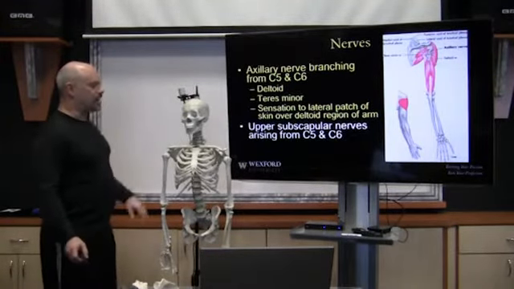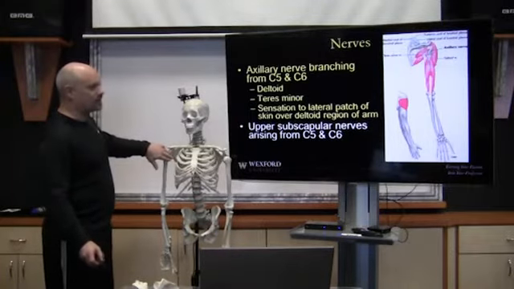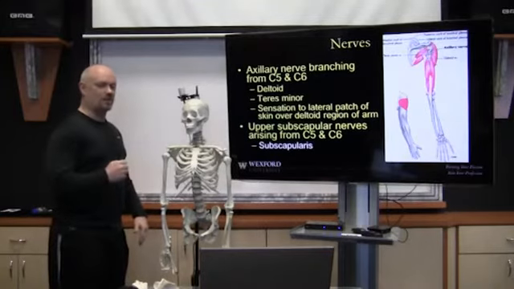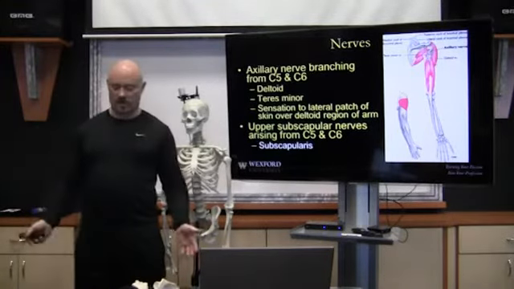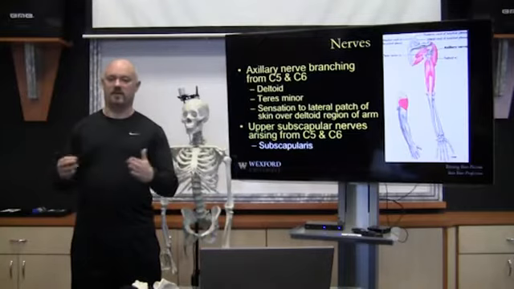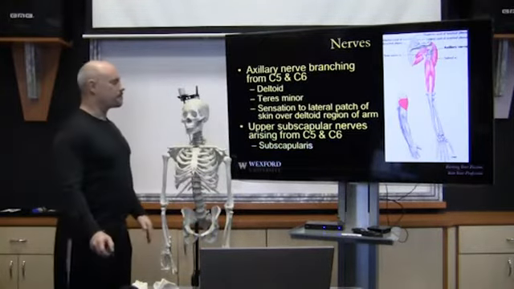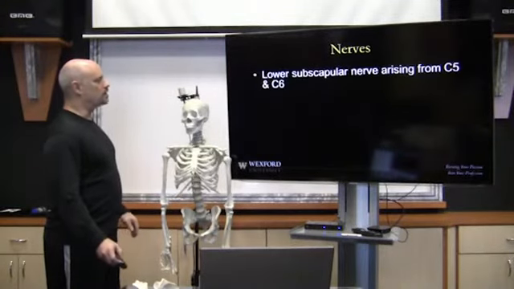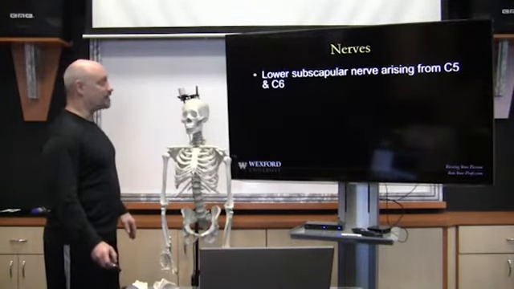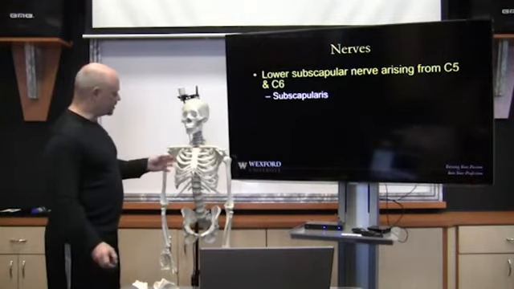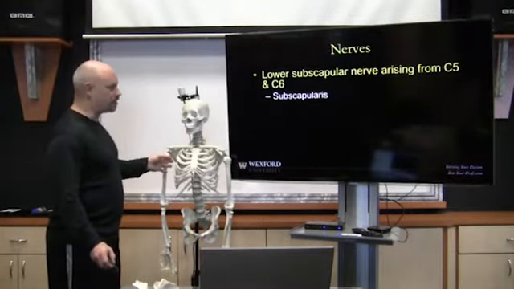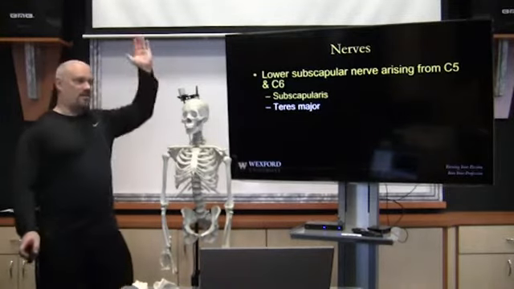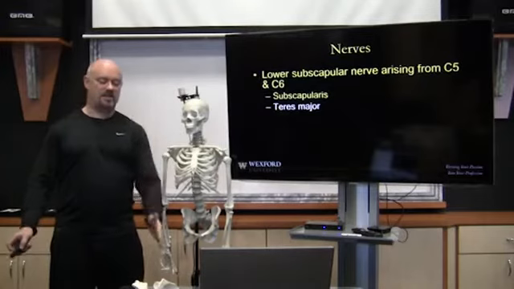The upper subscapular nerve arises from C5 and C6, and that's the subscapularis, which is an internal rotator of the arm. When the arms are down, it internally rotates. The lower subscapular nerve arises from C5 and C6. Once again, the subscapularis, one of the rotator cuff muscles. Also the teres major, which pulls the arm down. It adducts and extends the arm.